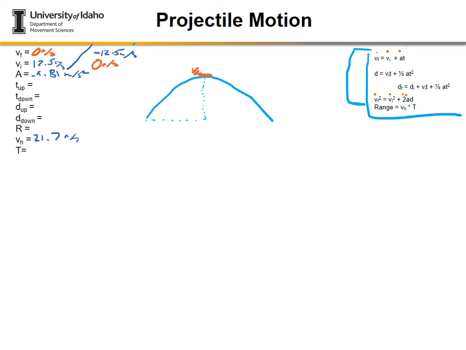And now basically you're just going to plug and chug along the way. The V final going up is 0. V initial is 12.5 plus, and you just solve that for t. So you would come up with t up equals blah, blah, blah. In this case, everything's going to be the same, so your t up is going to be the same as your t down, right? And so your total t will just be adding t and t.